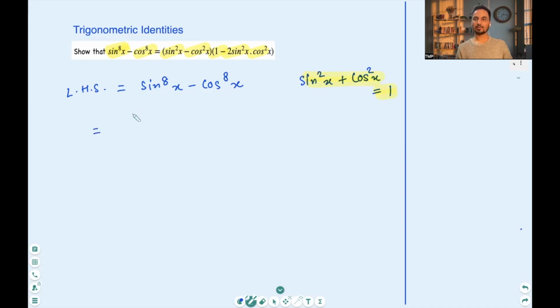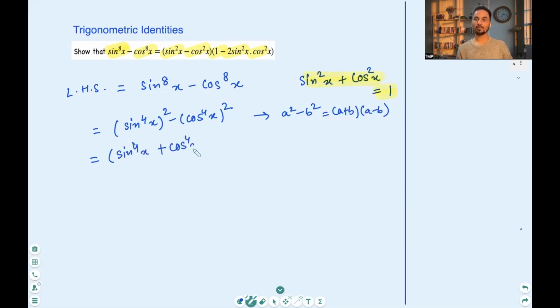So first of all, sin to the power 8x minus cos to the power 8x can be broken down into (sin to the power 4x) squared minus (cos to the power 4x) squared. And this is in the form of a squared minus b squared. And we know that a squared minus b squared is equal to (a plus b) times (a minus b). So here we have a as sin to the power 4x and b as cos to the power 4x. So we have (sin to the power 4x plus cos to the power 4x) times (sin to the power 4x minus cos to the power 4x).